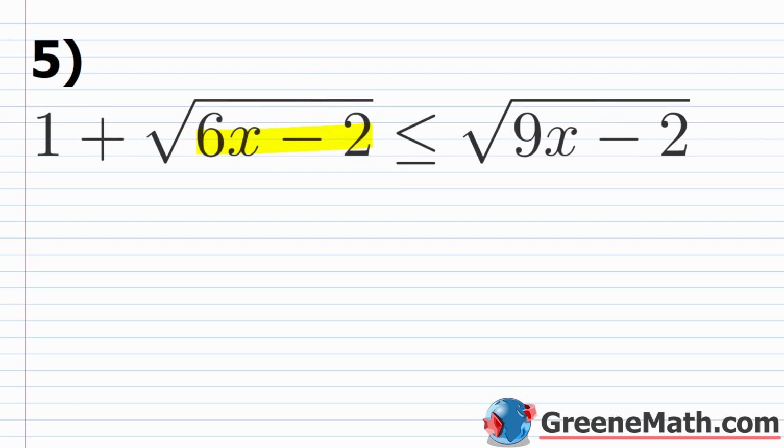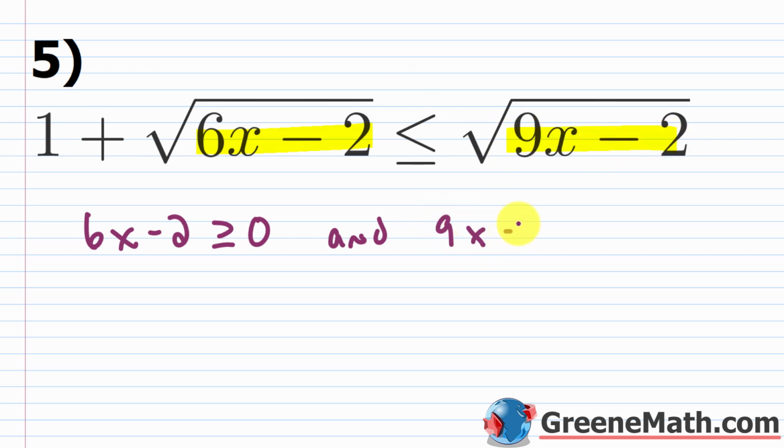So I'm going to take this 6x minus 2, this radicand here, and I'll say that that needs to be greater than or equal to 0. Then I'll use my keyword and. I'll work with my other radicand, which is going to be this 9x minus 2. And again, this has to be greater than or equal to 0 as well.